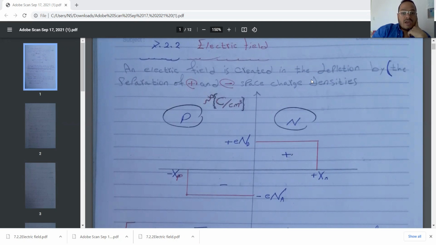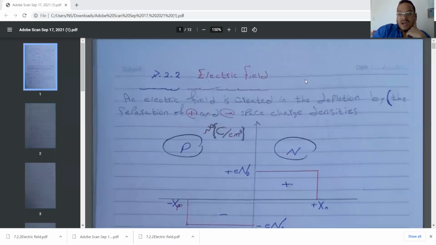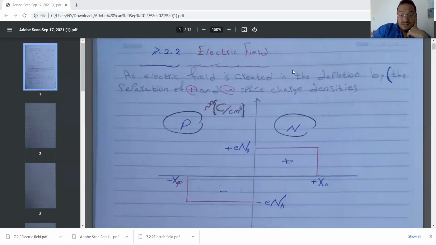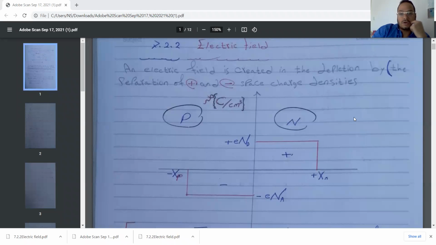Our lecture today will explain the electric field inside the depletion region in a p-n junction. An electric field is created, as this diagram shows us, in the depletion region by the separation of the positive charge and negative charge densities.